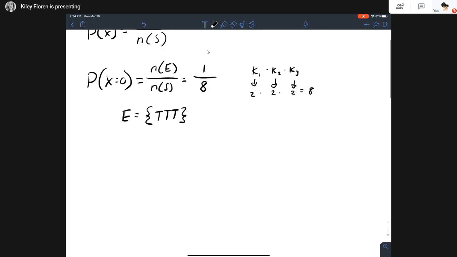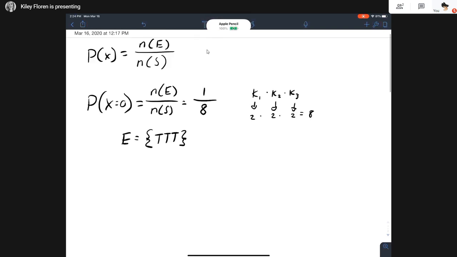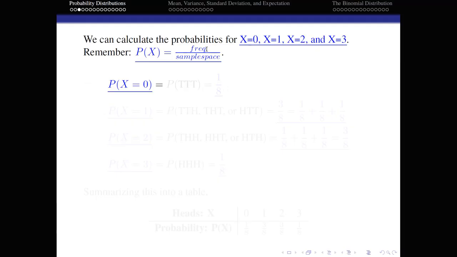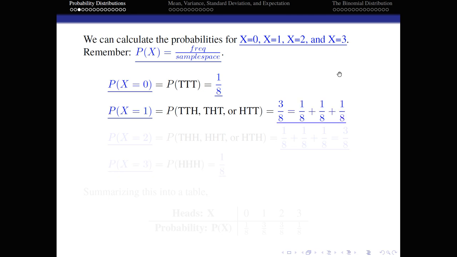Now it might be a good second to go on and pause your screen. See if you can calculate the probability of X being 1, 2, 3. All right, so we've got the 1 out of 8. Checking your work, X equals 1. We've got tails, tails, heads, tails, heads, tails, or heads, tails, tails. We've got 3 out of 8.